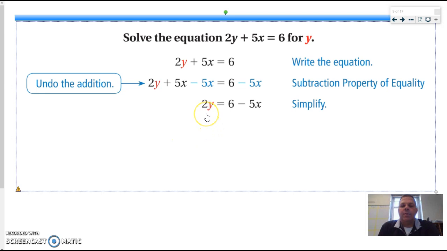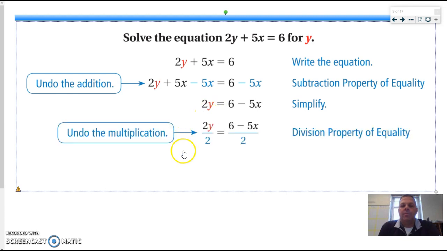My next step is to isolate the y. Therefore, I must get rid of the 2 by dividing, because this is a multiplication problem. So I will divide both sides by 2 by undoing the multiplication by division. I keep this here and undo this multiplication, and it gives me y equals 3 minus 5/2 x.